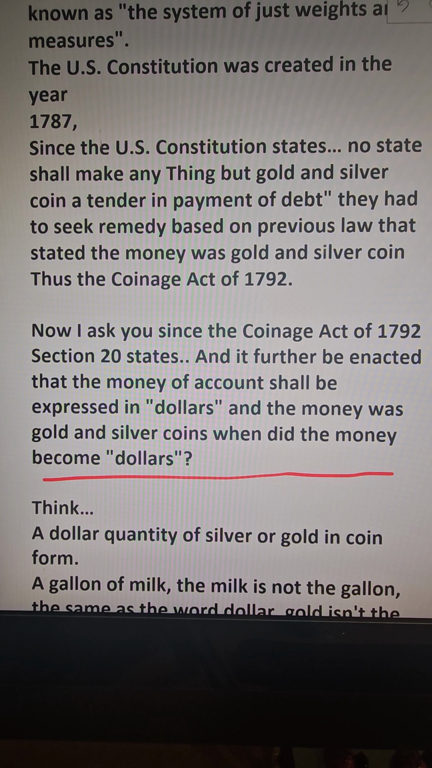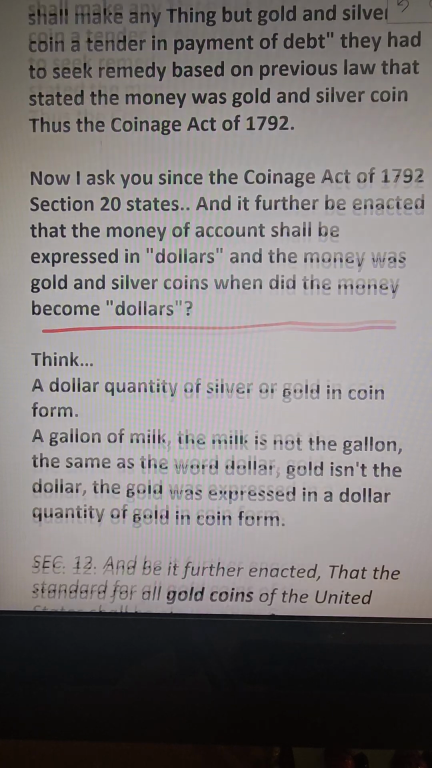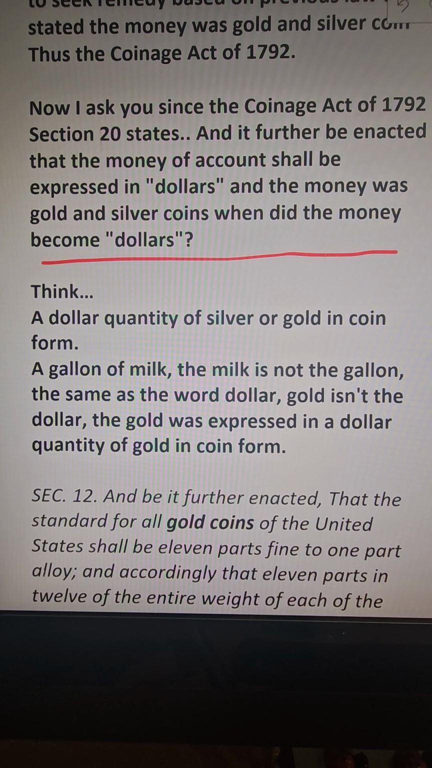So they had to seek remedy based on previous law. When the Continental Dollar became a failure, they had to go back and say, wait a minute, we have to have gold and silver coin a tender of payment of debt. We have to define what's the gold and silver coin. What is the metal? How much does the metal weigh? Is it a big coin, a large coin? What is the gold and silver coin based on? So they had to create the Coinage Act. Well, they didn't have to, but they did. To seek remedy, they had to create the Coinage Act of 1792.